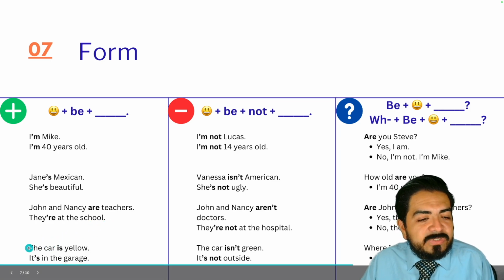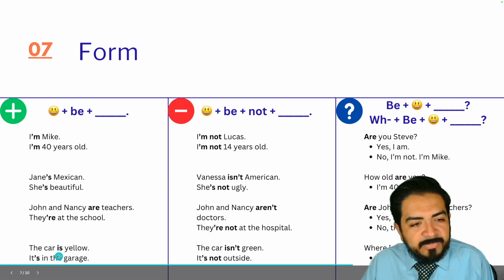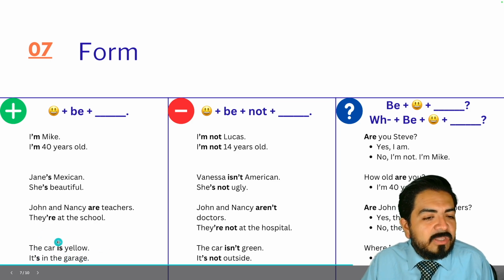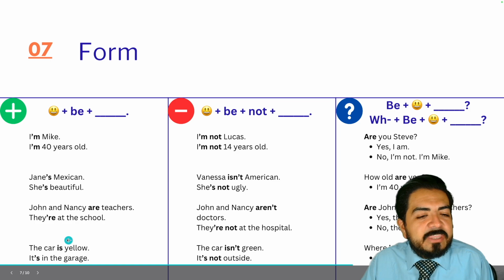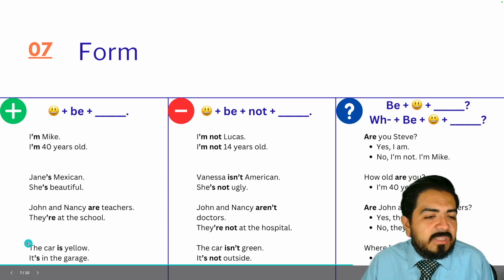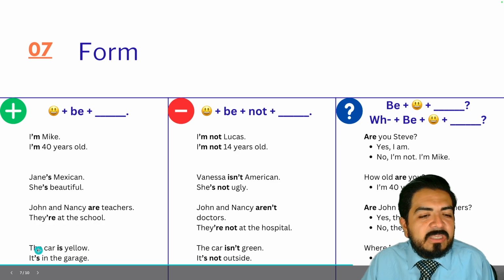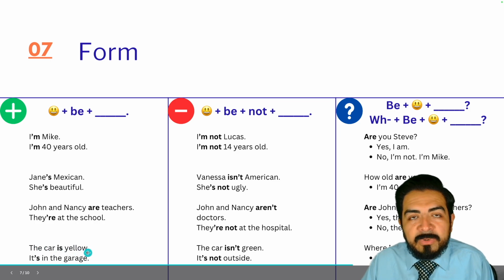And then one more sentence. The car is yellow. It's in the garage. Yeah, the car is the subject, is the verb be, and yellow is the complement. It is the subject, is the verb be, and in the garage is the complement.